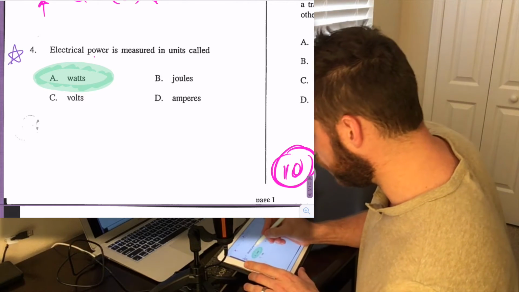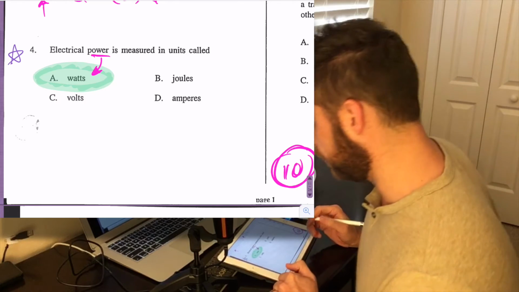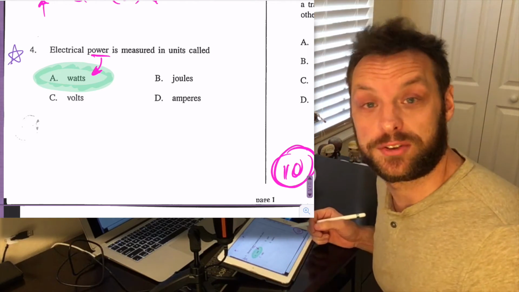And again, all forms of power are measured in the unit of watts. And there's a little joke you can say, it's very corny, but you can say watt is the unit for power, and the physicist would just answer yes.